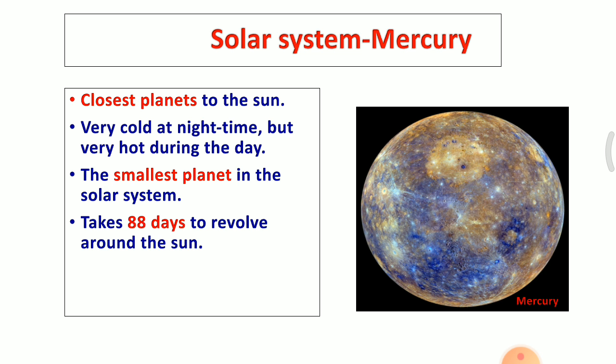The smallest planet in the solar system takes 88 days to revolve around the sun. So, which one is the smallest planet in the solar system? Mercury is the smallest planet in the solar system. It is closest to the sun and it is very hot during the daytime and very cold during the night time. It takes 88 days to revolve around the sun.